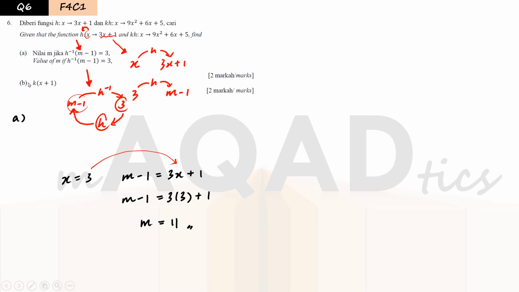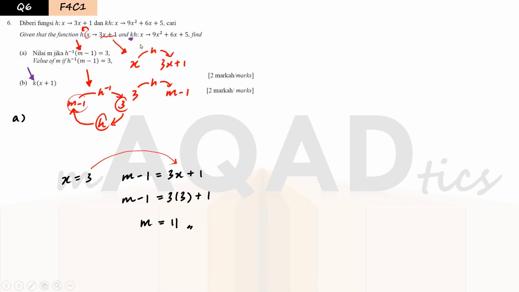For part B, we need to find out the value of k of x plus 1. But the issue is we don't really know the function k yet. So let us find the function k first before we find the value. And how do we find the function k? Well, we can look at the composite function here because it has the function k in it.